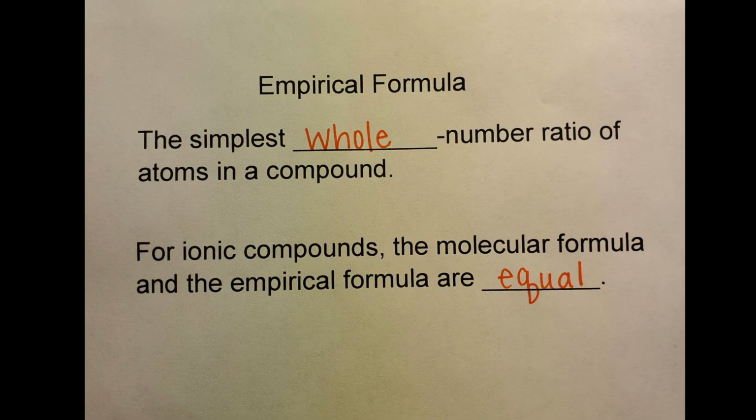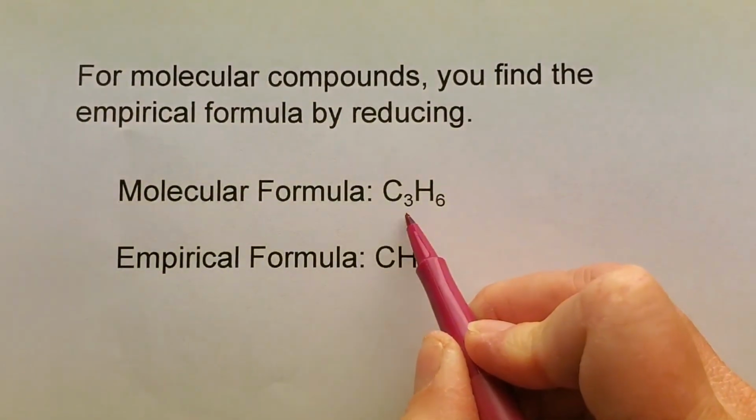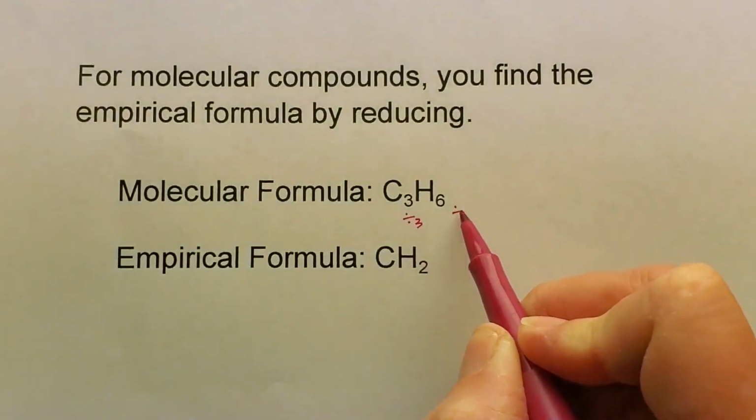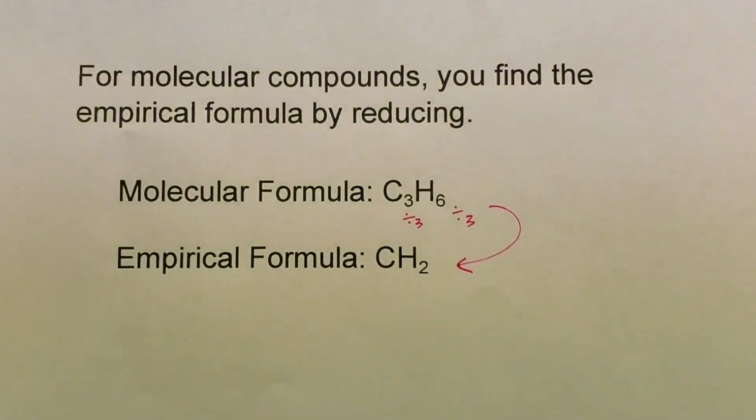An empirical formula is the simplest whole number ratio of atoms in a compound. For an ionic compound, the molecular formula and the empirical formula are equal. For a molecular compound, you find the empirical formula by reducing. For example, for the molecular compound C3H6, the empirical formula is CH2.